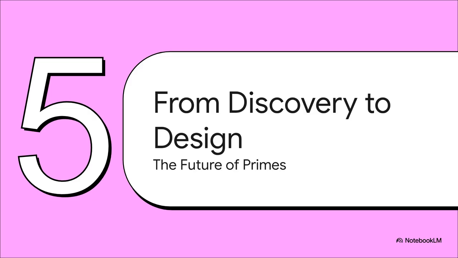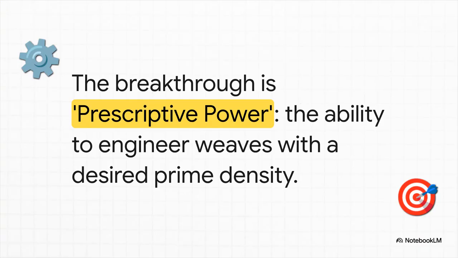Okay, so what does this all actually mean? What's the big deal? Why should we care about creating sequences that are either packed with primes or totally empty of them? Well, the answer boils down to one huge thing: a fundamental shift in control. This new control leads to something the researchers call prescriptive power. It's a game changer. Because they now understand that link between chaos and primes, they can finally stop just looking for prime numbers out in the wild. Now, they can actually engineer number sequences to have the exact amount of primes they want. They can literally prescribe the prime density.